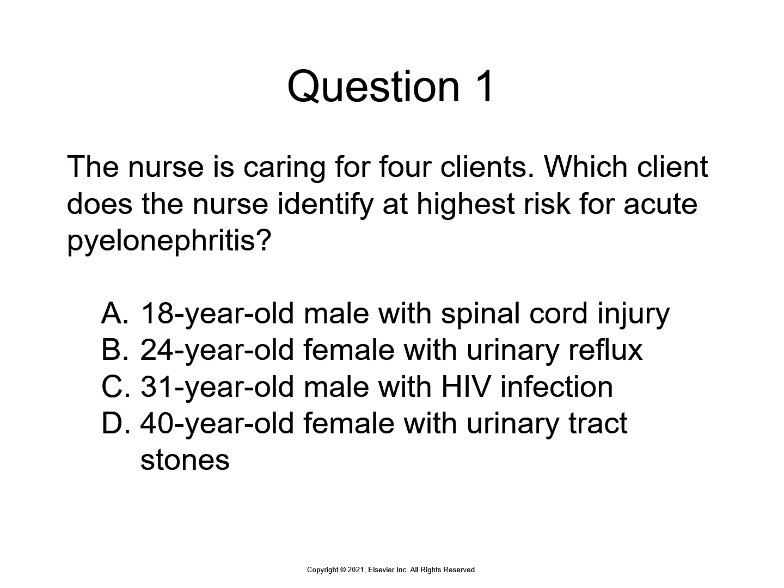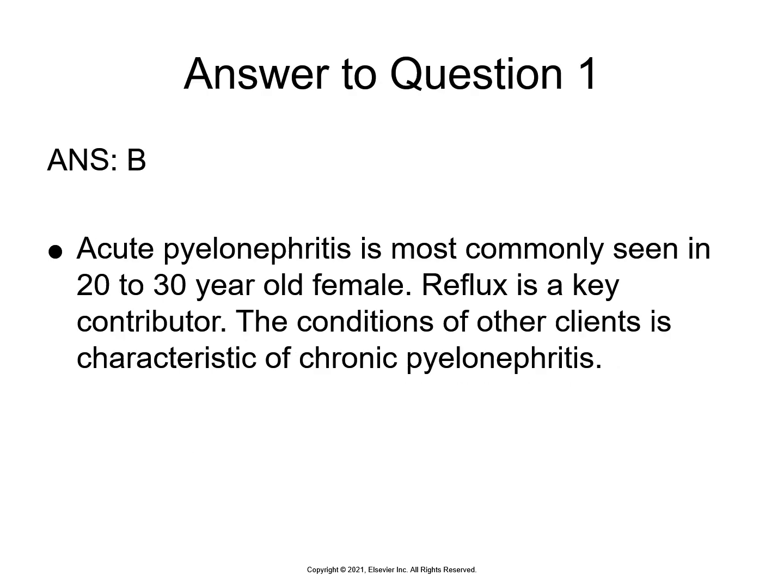Acute pyelonephritis is most commonly seen in a 20 to 30-year-old female. Reflux is that key contributor that we were looking for. If the other people had pyelonephritis, it might be a chronic pyelo rather than acute.